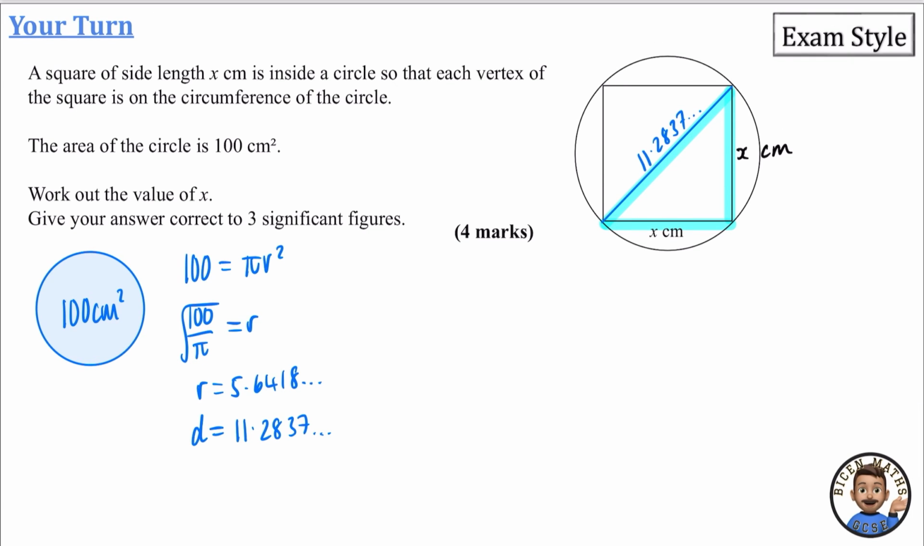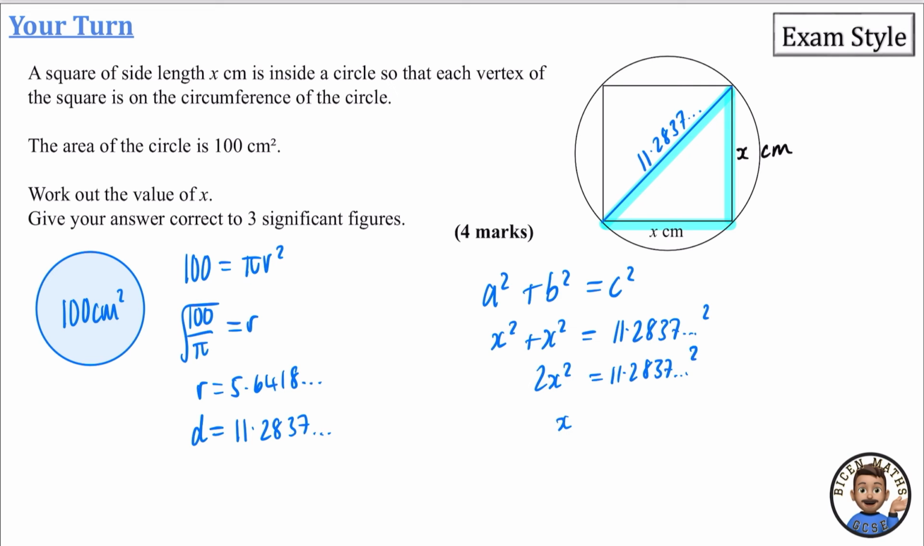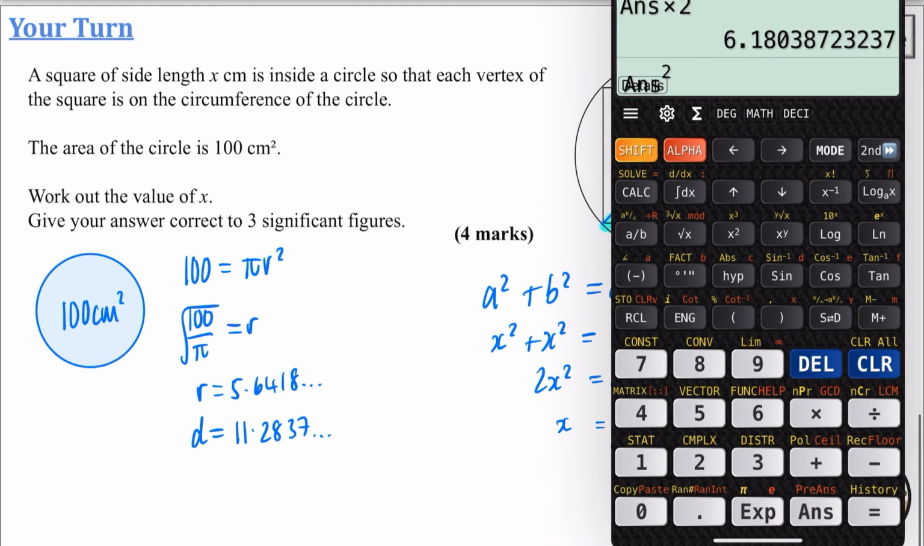So to find out what x is equal to, I'll do my a squared plus b squared equals c squared. That is x squared plus x squared equals the diameter squared, which I've already got on my calculator, so it's this number here, all squared. So 2x squared is that number. I'm going to find out what x is by dividing it by 2. I could keep it in the dot dot dots if I want to, and then after I've divided it by 2, I square root it. Make sure that you divide by 2 first, and then square root it. You can't square root and then divide. It won't give you the same answer. It will give you the wrong answer.